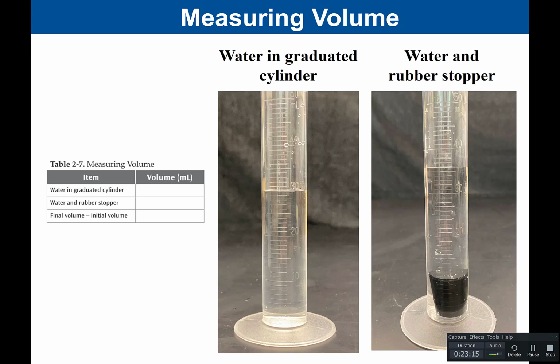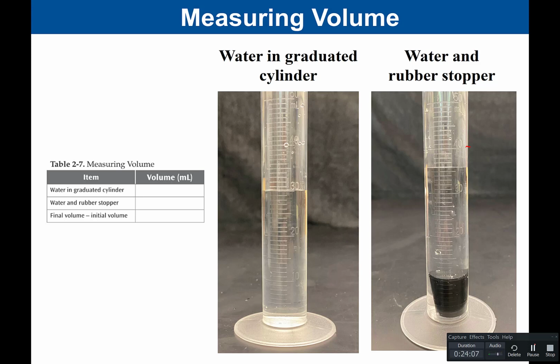Then you have the water and the rubber stopper. So notice that when we added the rubber stopper, it went in and the volume went up. So we have 30 right here. We have 40 here. So you need to count how many milliliters is in this graduated cylinder. So you want to measure the volume in the graduated cylinder for the water and the rubber stopper, and you're going to record that in table 2-7.